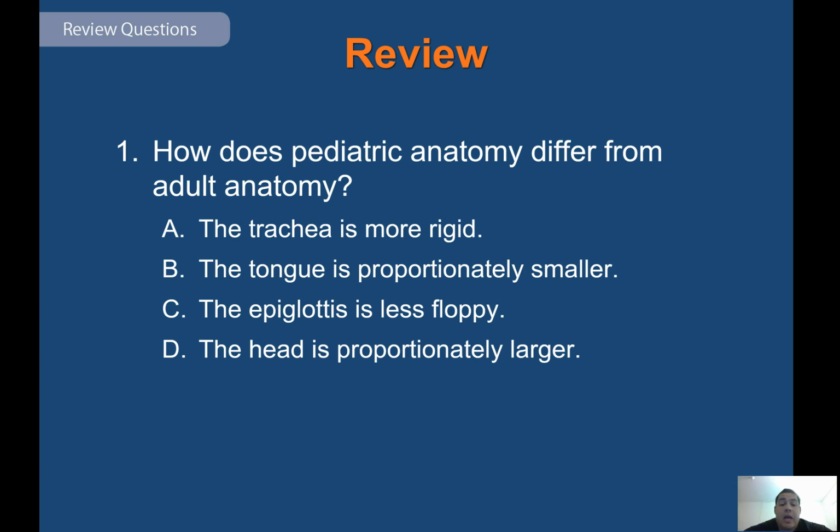So how does pediatric anatomy differ from adult anatomy? Remember, what are the different ways that a pediatric body is different than an adult's?